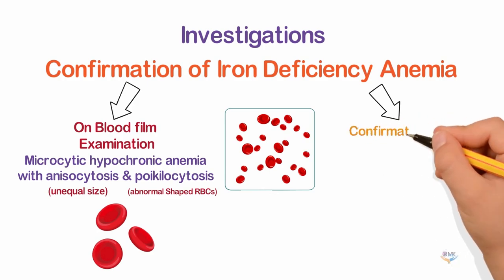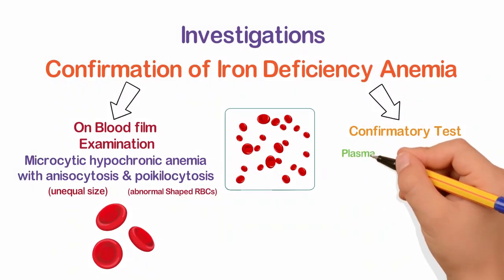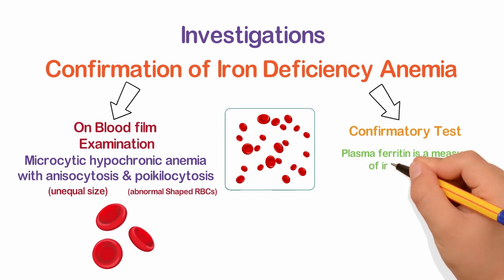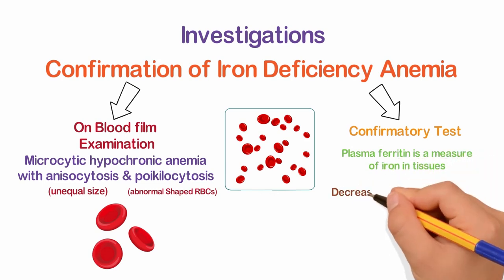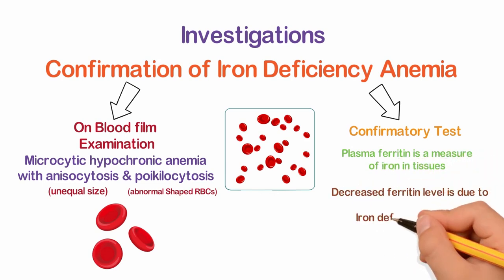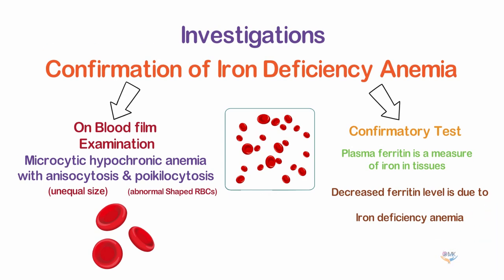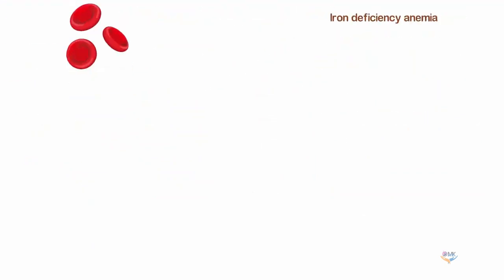The confirmatory test for iron deficiency anemia is plasma ferritin level. Decreased plasma ferritin level is an indication of iron deficiency anemia.